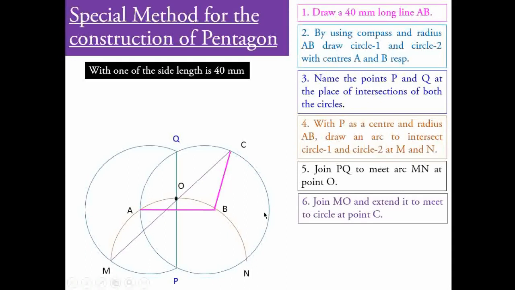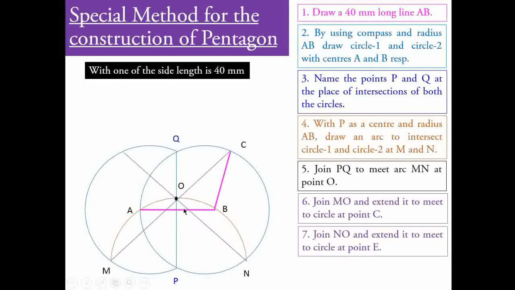The next step will be, similarly, we have to join N to O, and extend that line up to the second circle, and the intersection of that line with the circle will be point E. You can observe here, join N to O with the help of a straight line and extend it. It intersects the circle at this place. Name that point E. That will be the fourth point of the pentagonal structure. So we have to join A to E with the help of a straight line. That will be the third side of the pentagonal structure.